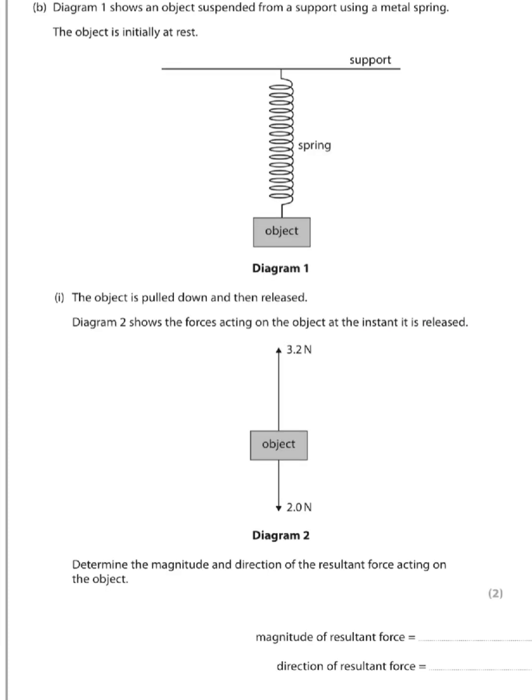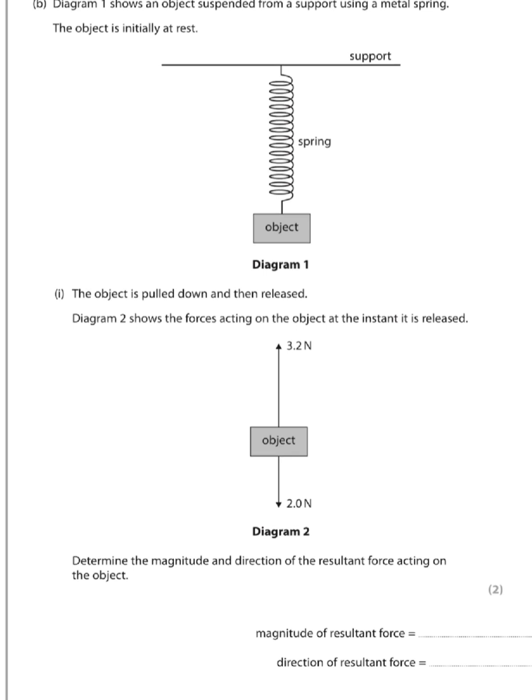Bringing in some work on forces now. So the object is initially at rest, it's then pulled down and released, and diagram 2 is showing us the forces acting as it is released. Determine the magnitude and direction of the resultant force. So remember, a resultant force is a single force that replaces the 2 that are acting. So what we're looking for here is we have got 3.2 acting upwards, but we have got 2 acting in the opposite direction. Remember, forces are vectors, and therefore that resultant force has a value of 1.2.